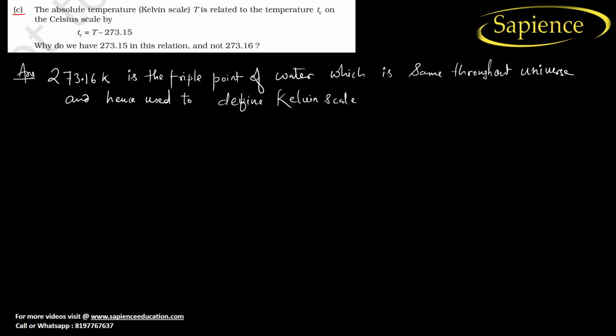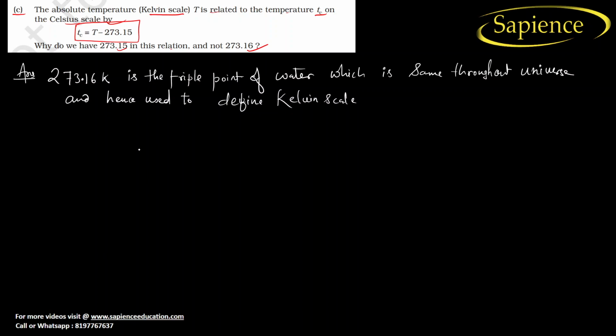Question number C. The absolute temperature Kelvin scale T is related to Tc on the Celsius scale by Tc is equal to T minus 273.15. Why do we have 273.15 in this relation and not 273.16? So before that, we need to understand what actually happens here.